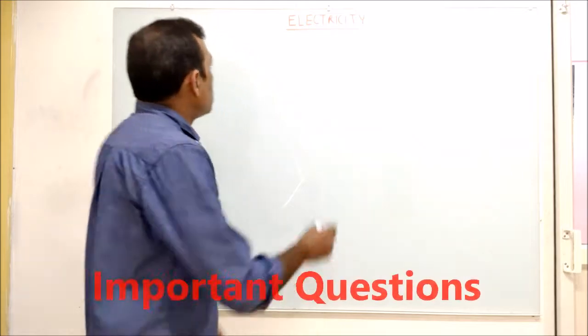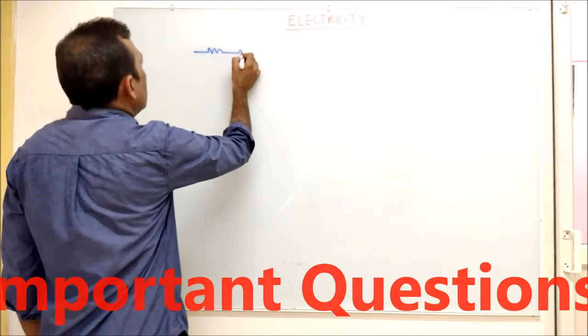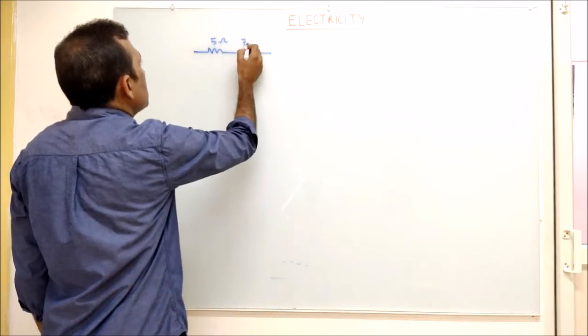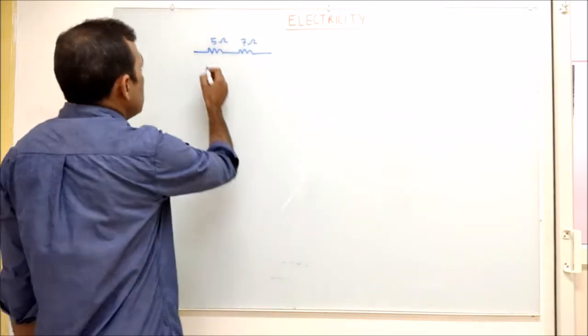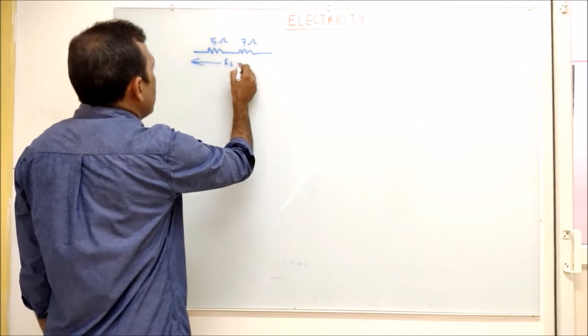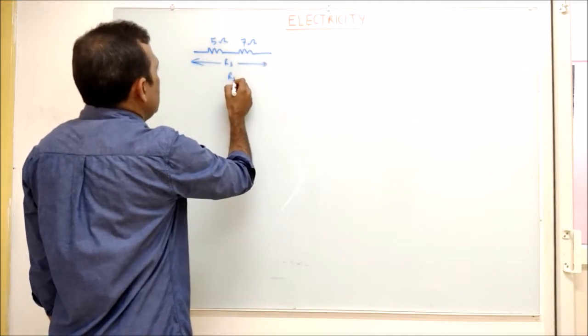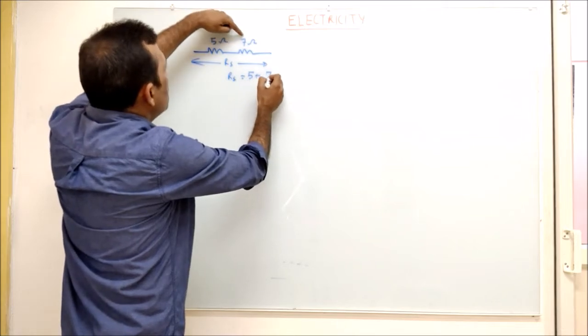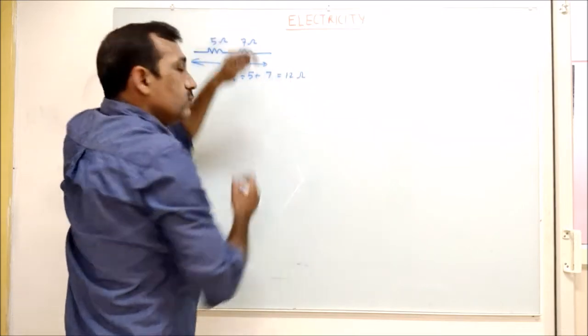Now let me take some questions. This is 5 ohm, this is 7 ohm. What is the total resistance? Say suppose total is RS, then RS equals R1 plus R2 equals 12 ohms.